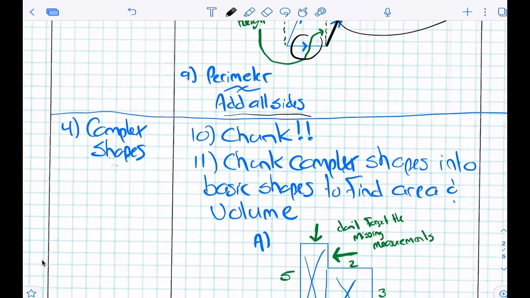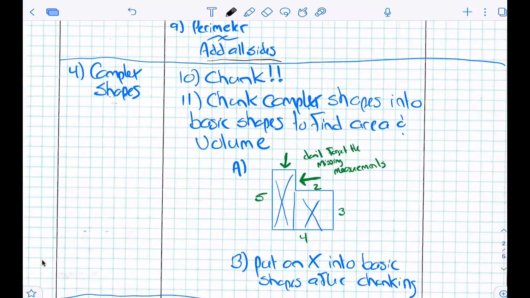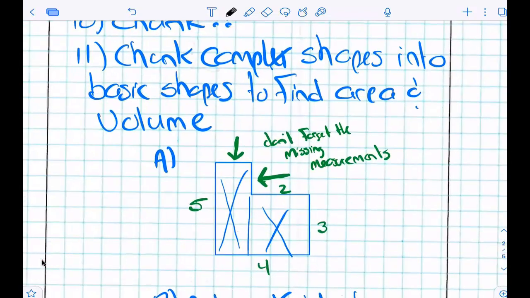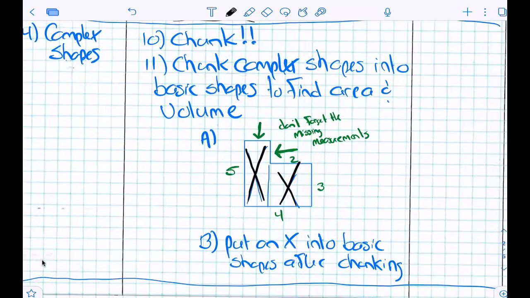Complex shapes, there's one word to describe what we did. What's that one word? Chunk. So this right here is a complex shape, right? We're going to chunk complex shapes into basic shapes. Remember what we did? We made these little X's to show the basic shapes. So down here, as you're writing your notes, don't forget to put an X into the basic shapes after chunking. We chunked it by drawing this line. Now we have 2 basic shapes, yeah?